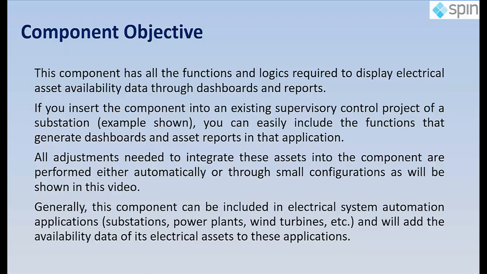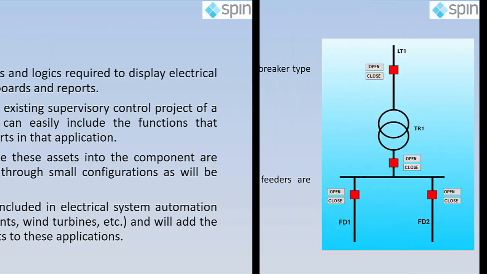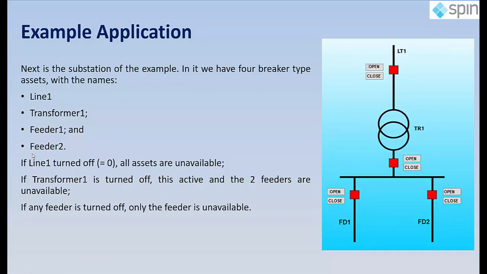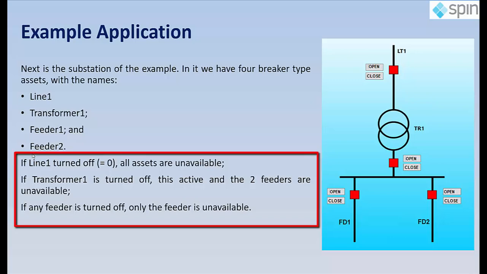To understand the use of the component, we did an application example of automation of a substation with 4 assets of type circuit breaker, as shown in the video. It also shows the rules that determine whether or not the circuit breaker assets are available, depending on their state.